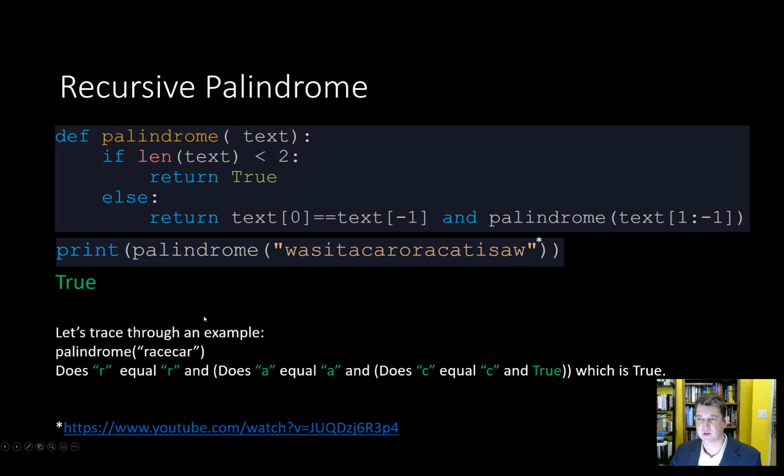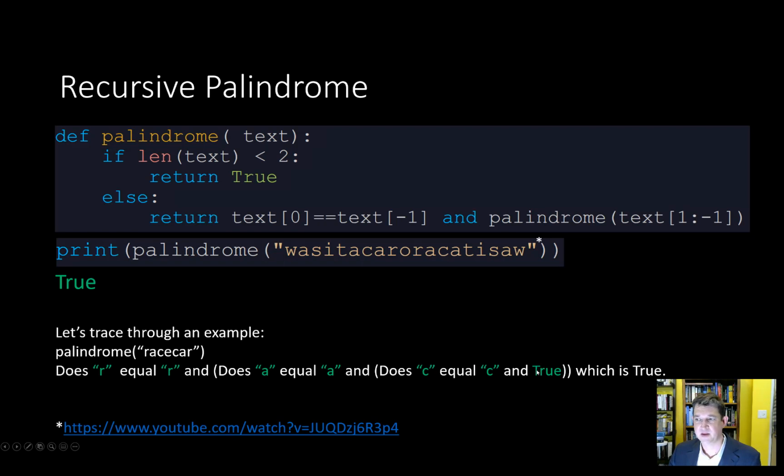So if we unpack this, what we're saying is, does R equal R? Do the outermost characters equal each other? And does A equal A? So we take off the R's, and now we're left with solving the problem of whether ACECA is a palindrome. We're going to check whether the end characters are the same. And does C equal C?